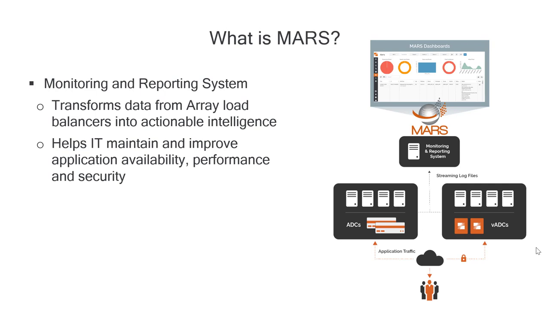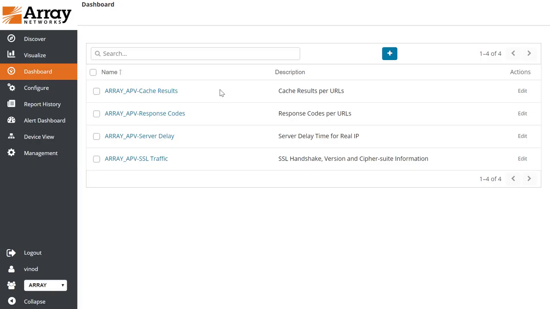Let's now take a closer look at the Mars application and jump into the dashboard section. There are four main dashboards: cache results per URLs, response codes per URLs, server delay time for real IP, and SSL traffic. Let's click on the cache results dashboard.